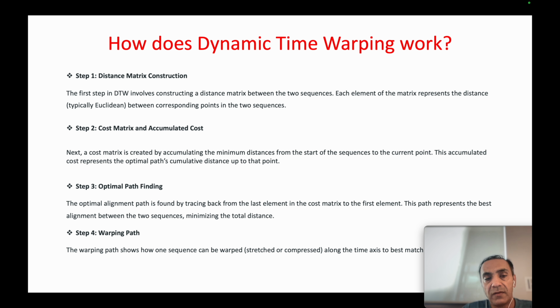And in step 4, we find the warping path, which shows how one sequence can be warped, stretched, or compressed along the time axis to best match the other sequence, which can be of greater or lesser length than this sequence, because the two sequences can be out of sync and of different length. So the warping path shows you how the stretching and compression is done when we are finding the best match between those sequences using DTW.